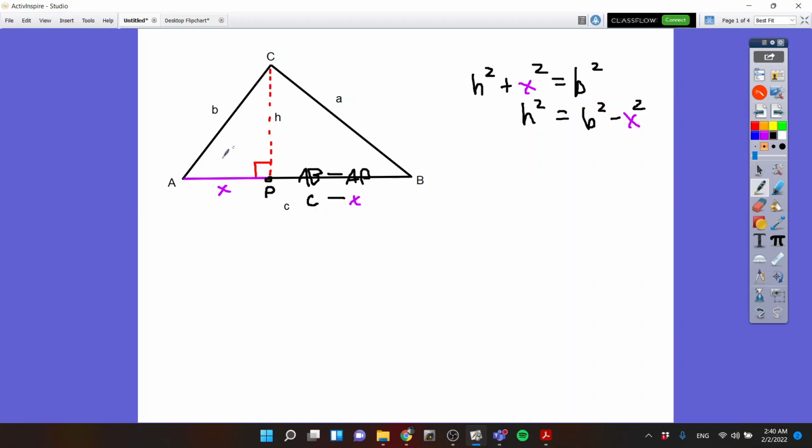Then that was the left triangle, ACP. In triangle CBP, or BCP, however you want to label it, I'd have H squared plus this side squared equals a squared. So now I've got H squared plus this side, which is c minus X, squared equals a squared. That's our hypotenuse in the right-hand triangle. And then again, I'm going to solve for H. You probably have an idea where or why I was doing this.